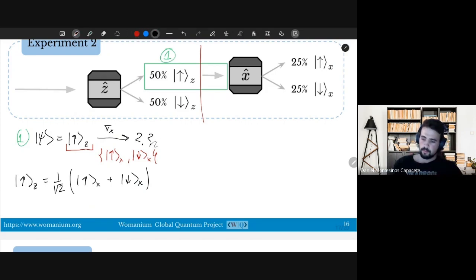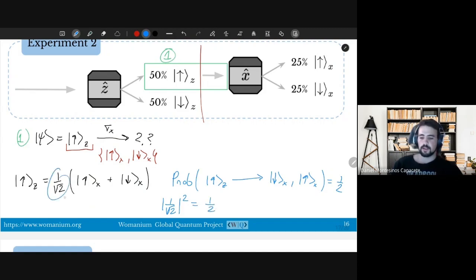Right. So if we do this, we can see that at the end there is going to be a 50% probability, because the probability of sigma x going up or down, it doesn't matter, it's going to be the same, 1/2. This is just the modulo square of this coefficient, which is 1/2, right? Since the coefficient is the same for both states, the probability is the same.